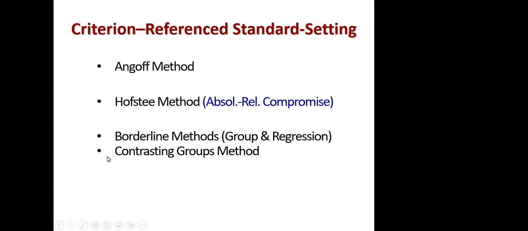And then comes another group of very commonly used, popular methods, which are the borderline and contrasting group methods. The borderline method is the king of standard setting methods for OSCEs. So for written one best multiple choice questions, Angoff is the most appropriate, researched, validated, and used. For OSCEs, the borderline method is the most commonly used, most researched, and validated. So these are some good evidence-based methods for written and OSCE exams, and we will talk about these two methods in detail.